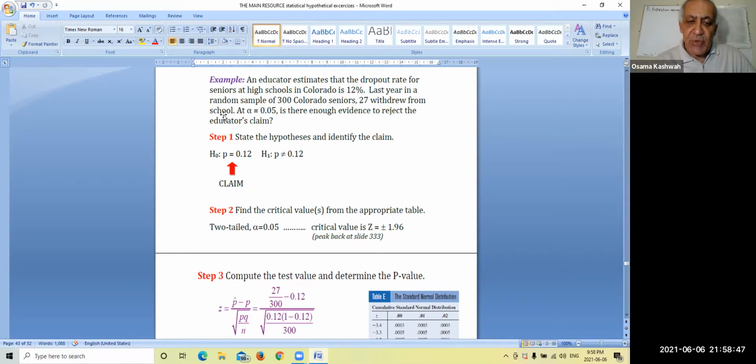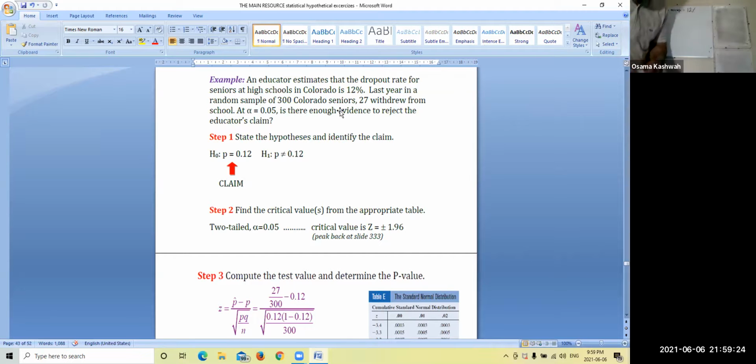Wait a minute. So the sample is not 300. As long as he gave me the population as a percentage, then I have to switch this also to a percentage. Since 27 students out of 300 withdrew, the percentage in the sample, which we will call P hat, is the percentage in the sample. P hat, like this.